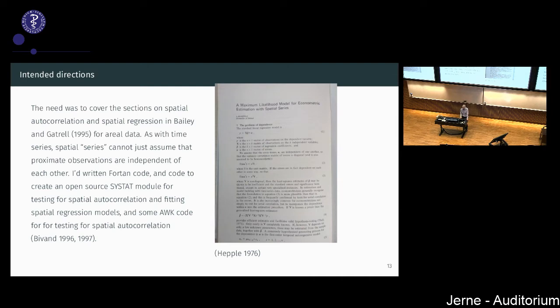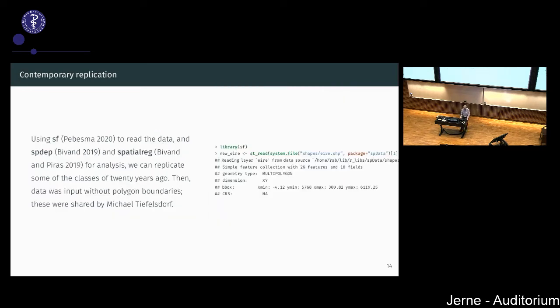So, working on someone who taught me at Cambridge, Leslie Hepple, this is an article of his from 1976. So how do you estimate a model taking account of the spatial autocorrelation, possibly in the residuals? And I had a number of other attempts to implement these kinds of things.